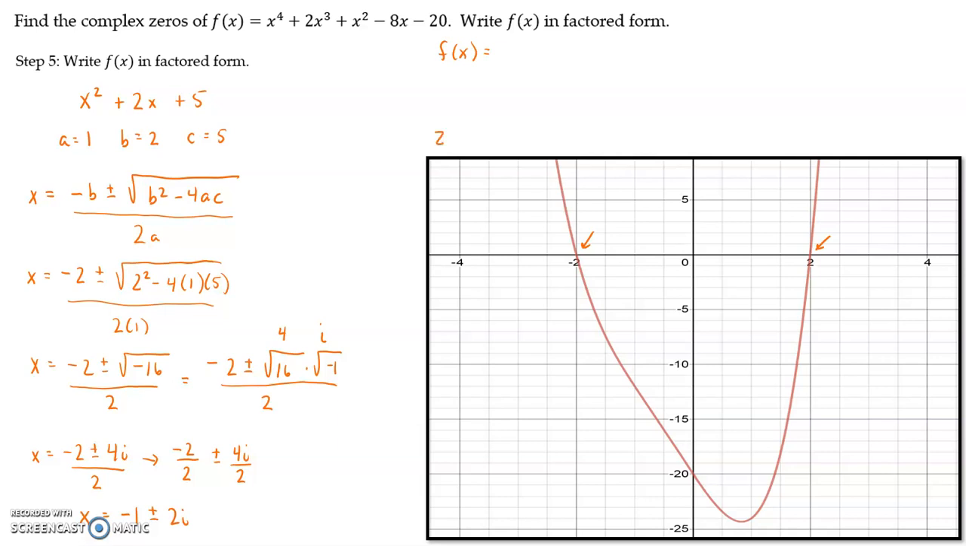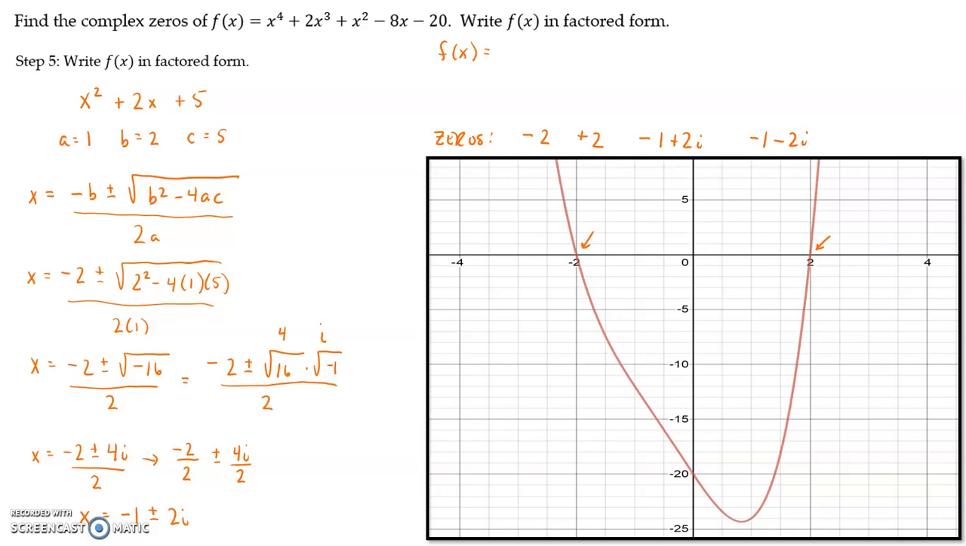So let's go ahead and make our list here. From that graph, we knew that we had a zero of negative 2 and positive 2. Those were the real zeros. And then for our complex zeros, we have negative 1 plus 2i, and for our last one, we have negative 1 minus 2i. Right, and we want to go ahead and put this in factored form.